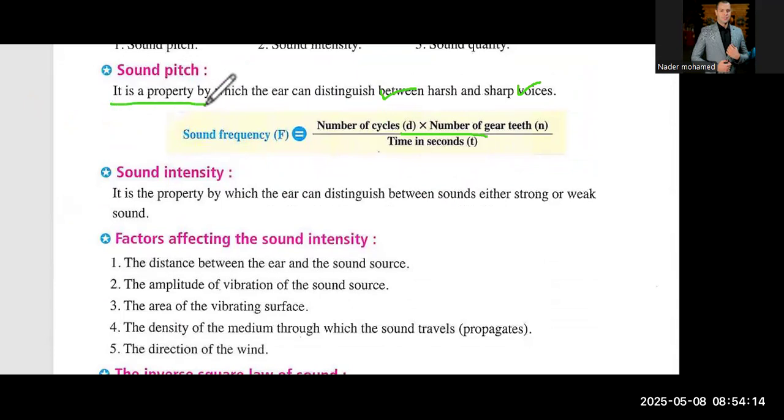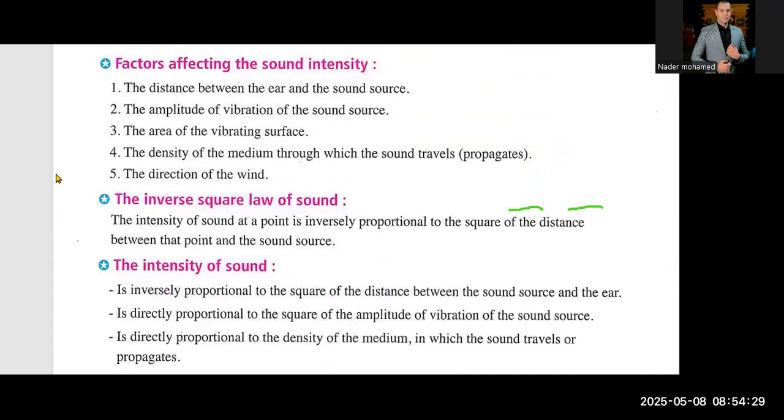Sound pitch is the property by which the ear can distinguish between harsh and sharp. Sound intensity differentiates between strong or weak. The factors affecting sound intensity: number one is distance. If the distance increases, the sound intensity will decrease. Amplitude, direct relation. Area of the vibrating surface, direct relation. The density, direct relation. And the wind direction.